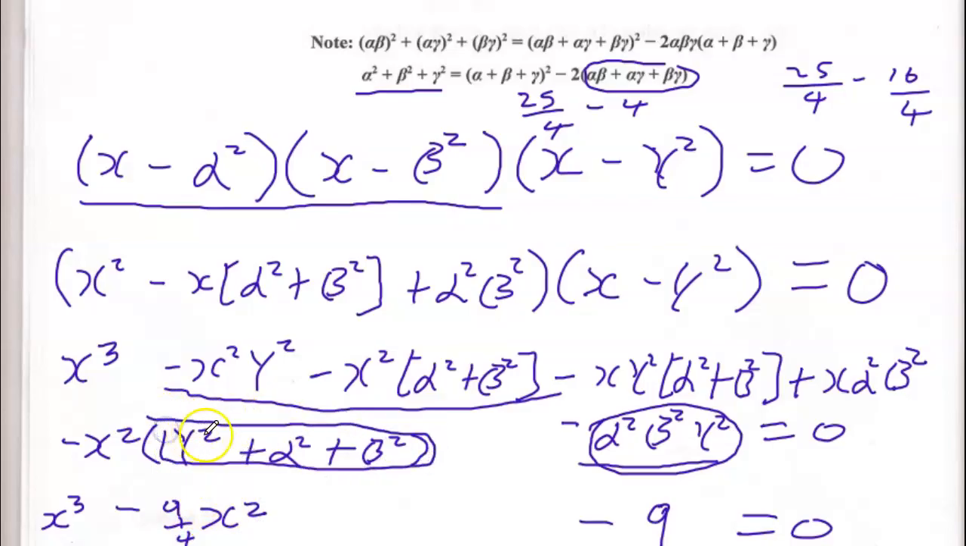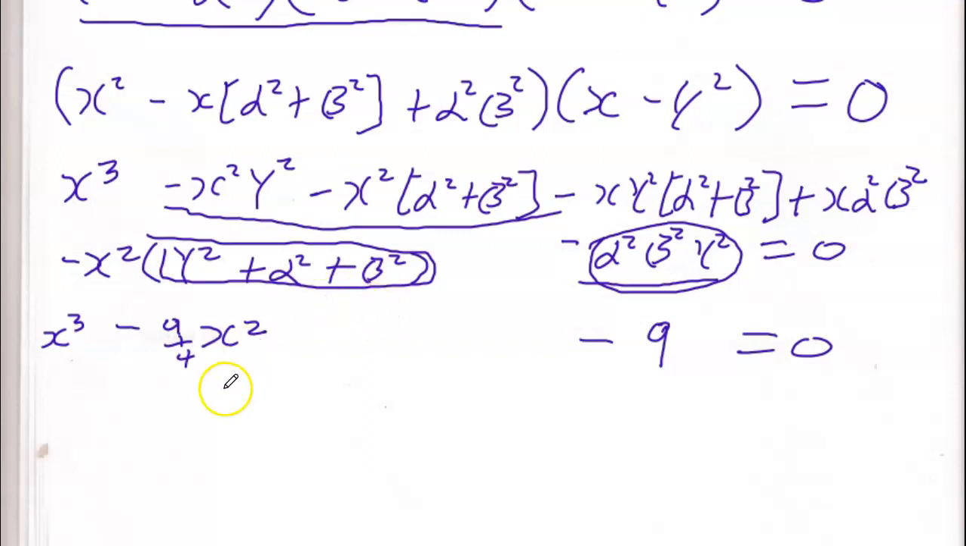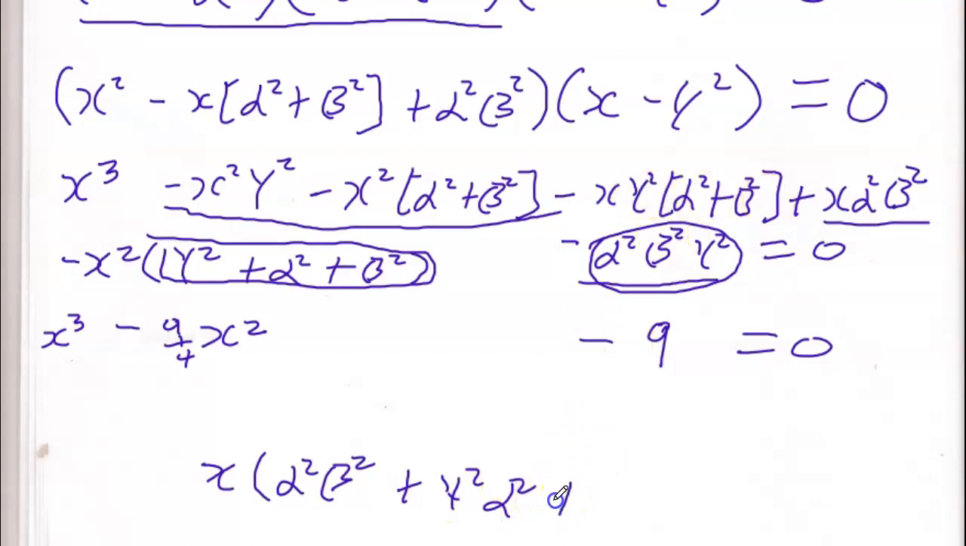What's the coefficient for the x? There it is. Let's just make some space and rewrite the x. Coefficient for the x was alpha square beta square, and that term should be positive, by the way. It should be positive x gamma square, yes. So positive gamma square into alpha square plus beta square, right?